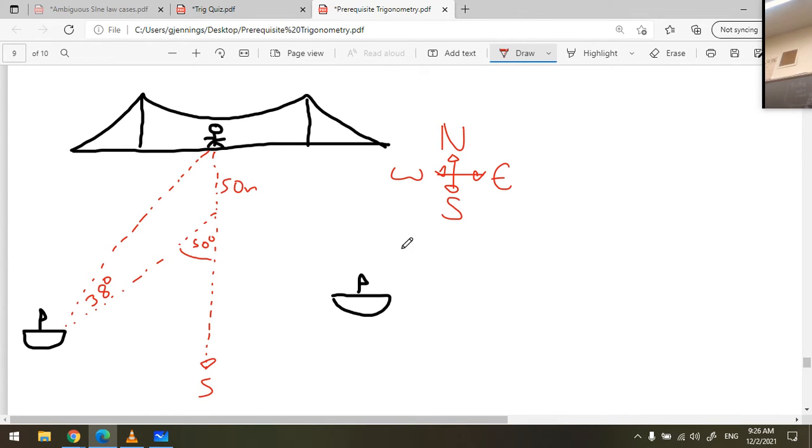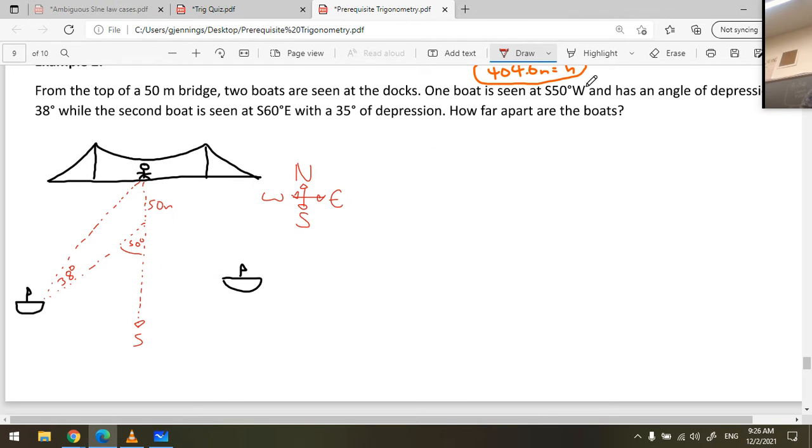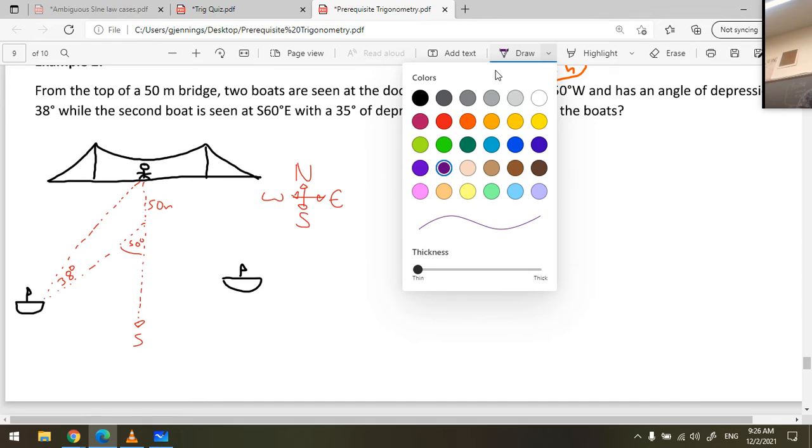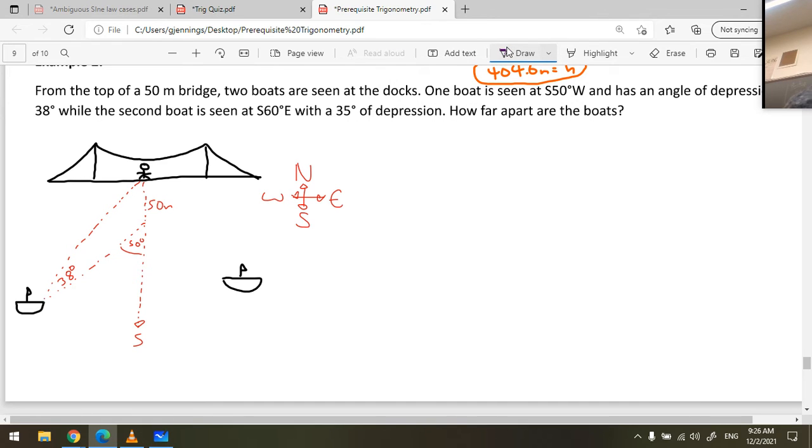Now my next boat, it is south 60 degrees east. So it's over this way. We're going to use purple for this triangle. And so it's out here.